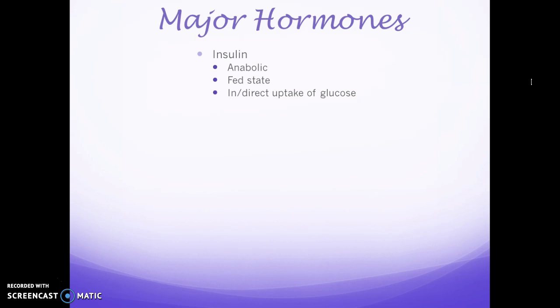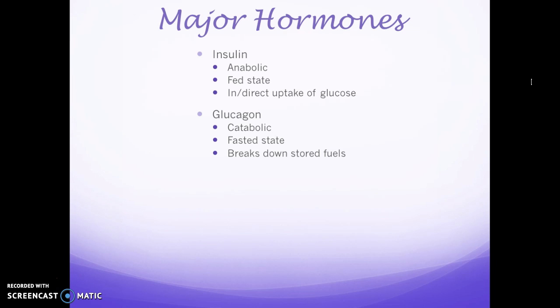Insulin promotes direct glucose uptake by membrane transporters, promotes indirect glucose uptake by increasing phosphorylation of glucose to glucose 6-phosphate, and promotes conversion to glucose stores. Glucagon is a catabolic hormone that is elevated in the fasted state. It allows for the breakdown of stored fuels to be used as energy. Glucagon initiates glycogenolysis and produces glucose through gluconeogenesis.